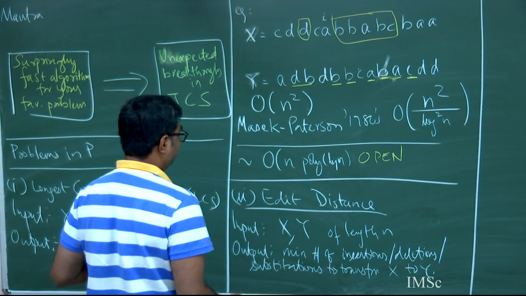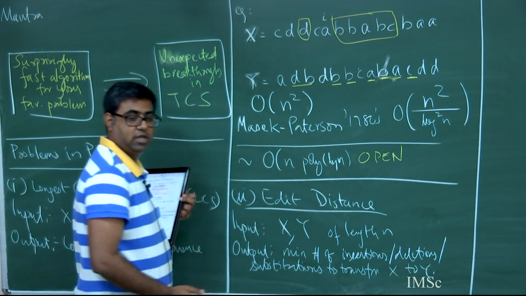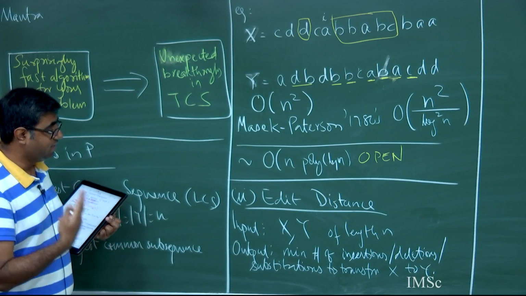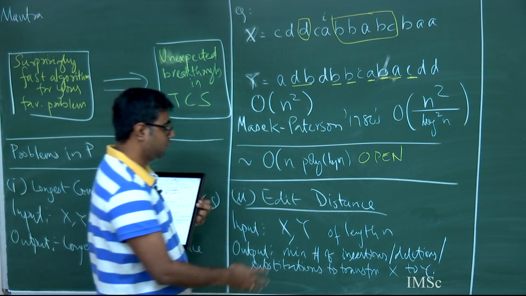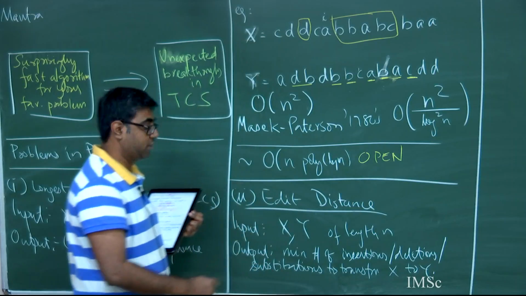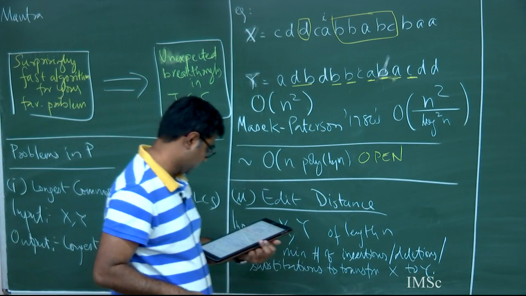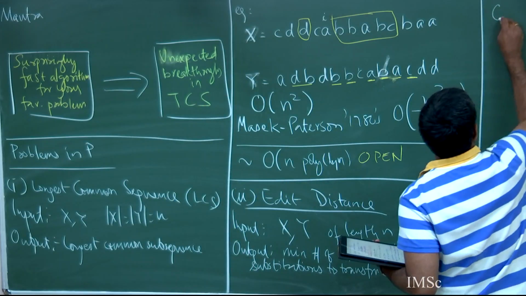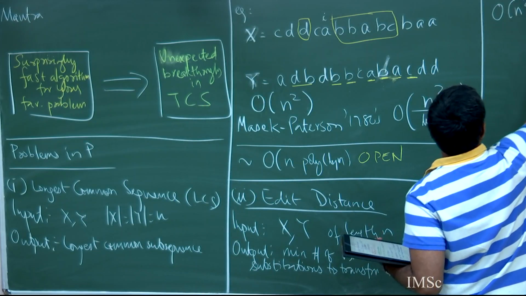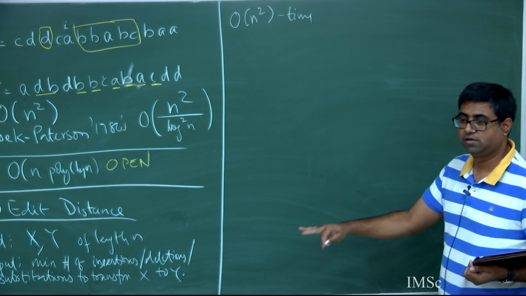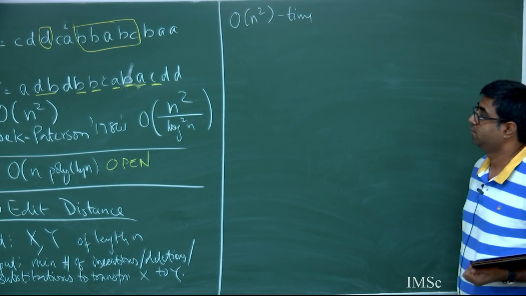So you are given two strings of length n, say x and y, and you are allowed to insert, substitute and delete, and you want to transform x to y. This is what the edit distance problem is. I am not going to give you an example, but fine. Again, this can be done in order n square time, a normal dynamic programming algorithm. This is a classic dynamic programming algorithm.